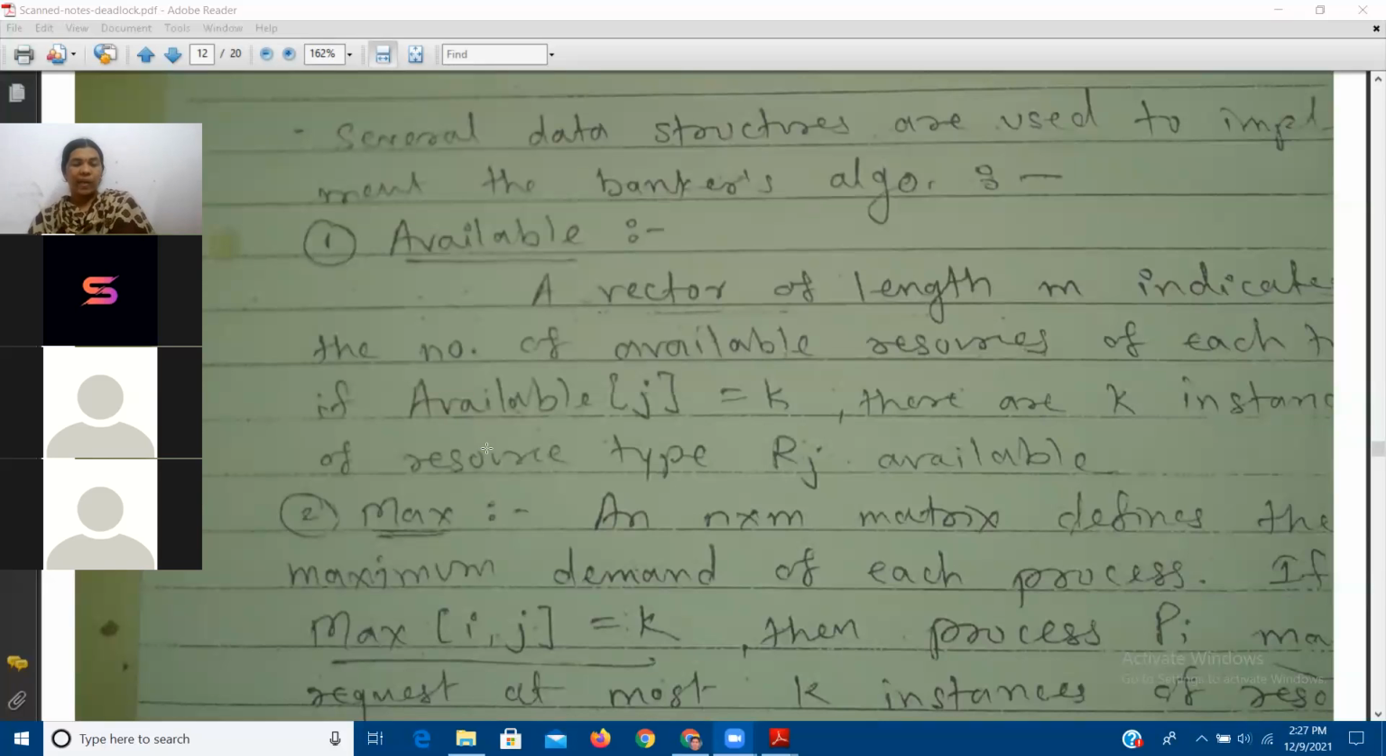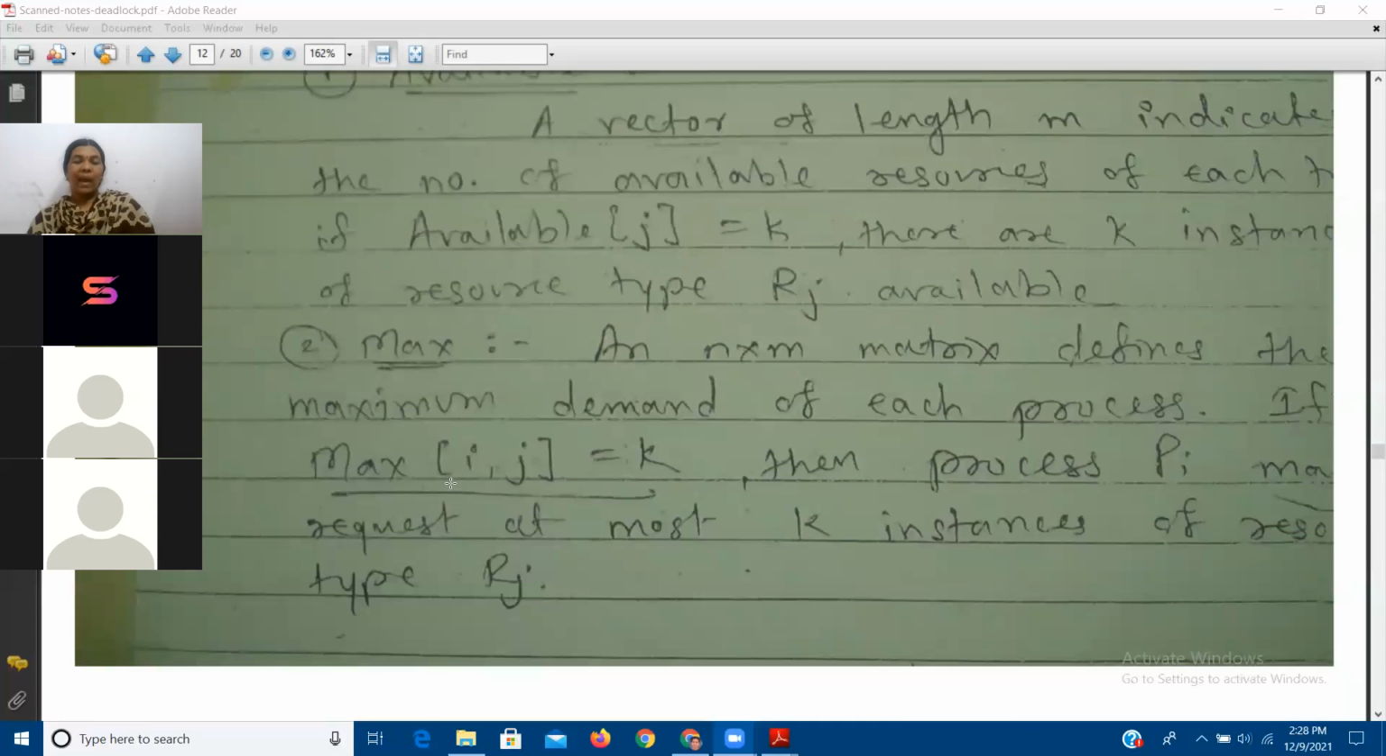You can take yesterday's example. Yesterday, in the example we considered, a total of 12 printers were there. Out of that, 9 were allocated and 3 are with the system. That 3 represents K and printer represents J here. So available of J is equal to K indicates that K instances of resource type J are available with the system.